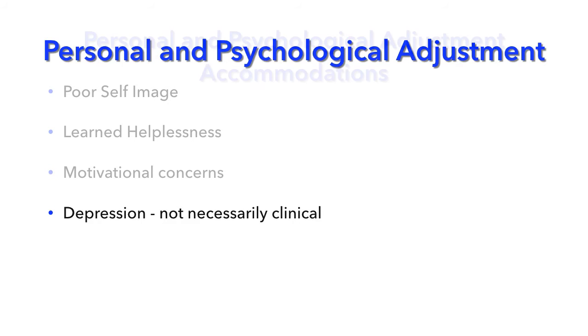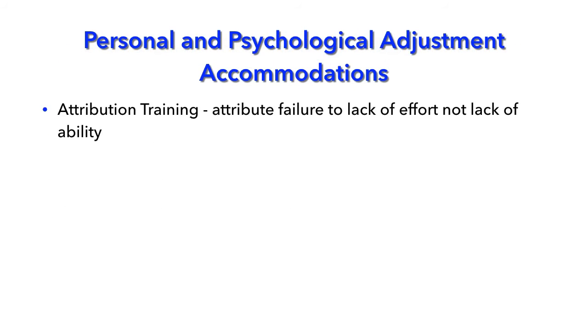What can we do for these kids? Well, we could do some attribution training. Attribution training is learning to attribute failure to the right thing. In this case, it would be lack of effort and not lack of ability. We have to, of course, have a relationship with our students so they understand that we're not going to try to make them fail. And I think most kids get that. But once in a while, I do run into kids who feel like they're being set up for failure.